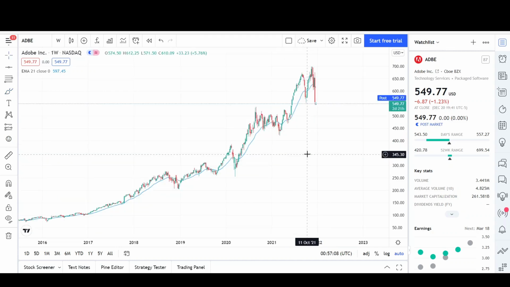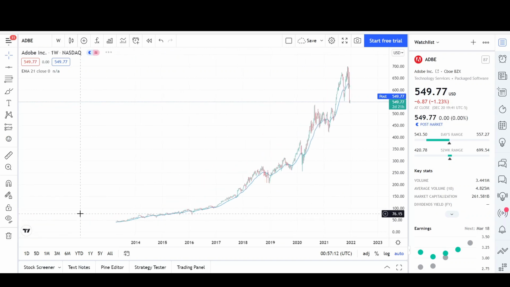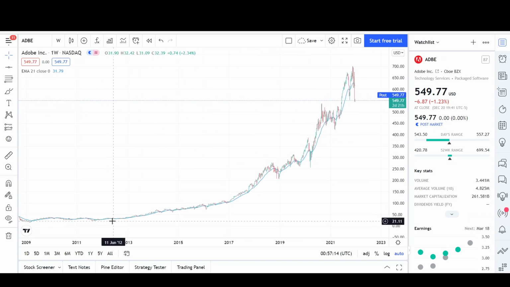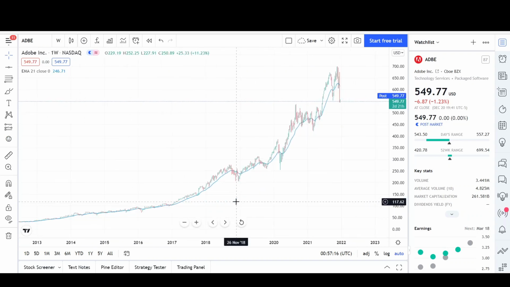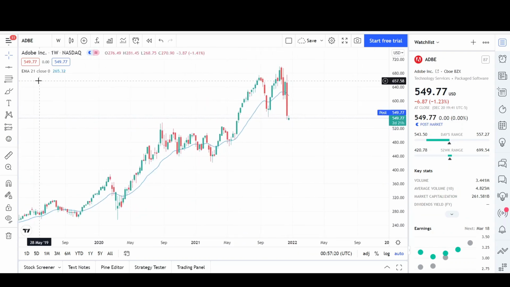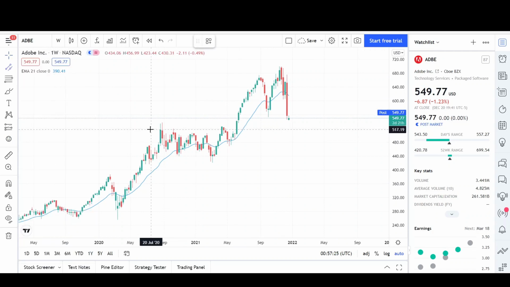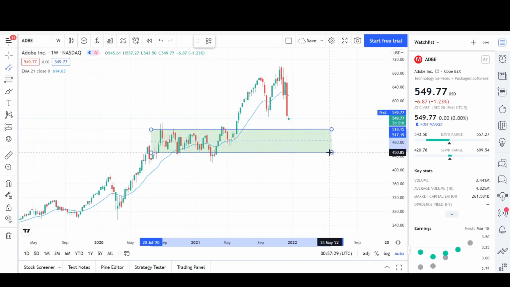So here we have the weekly chart for Adobe, and you can see that the stock has been in a bull market since pretty much 2013, 2014. Just been going up and up. If I zoom in a little closer on the chart, you can see the range more clearly. You can see that these were the highs of the range. If I just drag it across, and these were the lows.